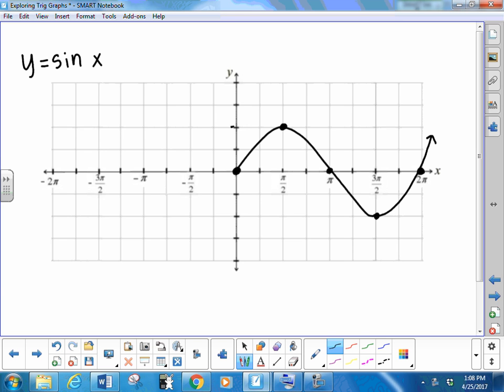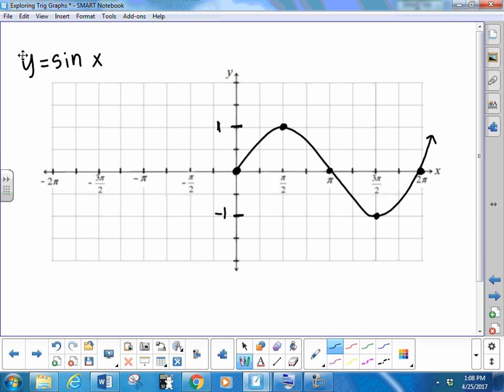And I'm going to come out to the side and say that this is one. My scale is going to be that that's positive 1 and that's negative 1, just because it's easier for me to reach. Now, that is one complete period. It takes 2 pi for sine to have a complete period.